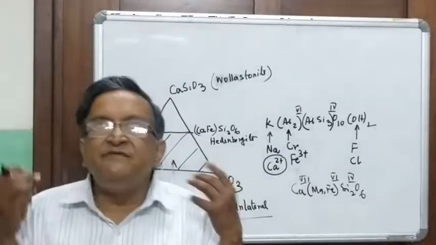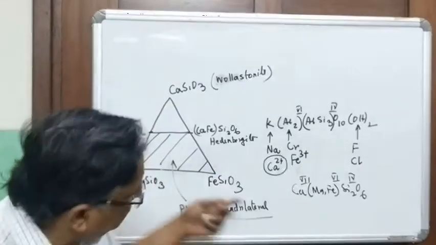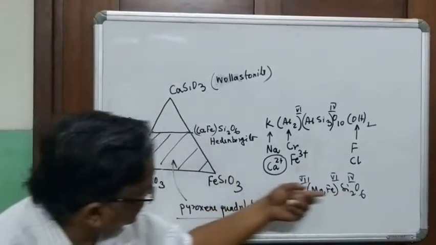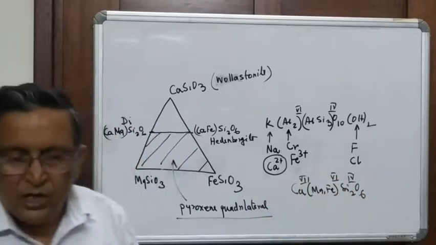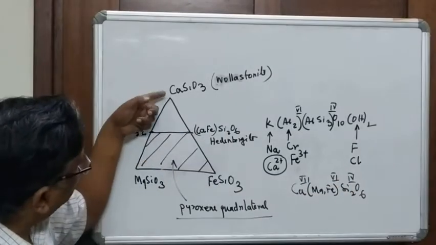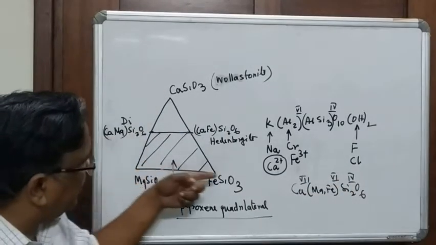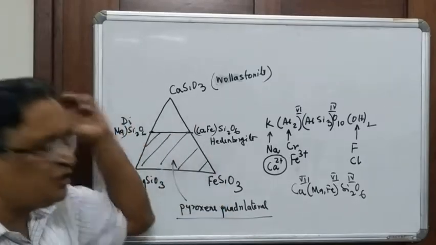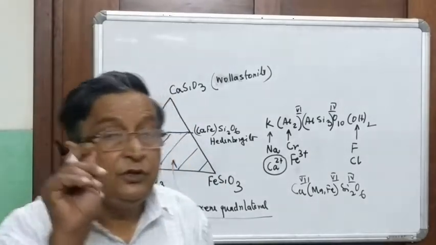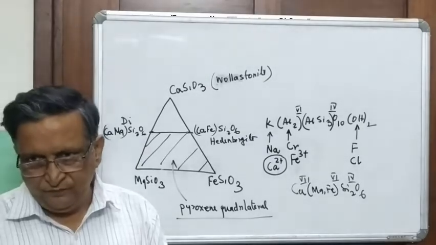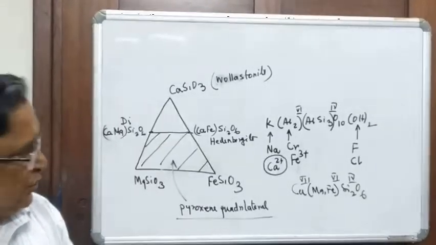So essentially, this pyroxene quadrilateral, which has been presented to you and you're conversant with it, then your pyroxene should lie in this, so that it would fall in CaSiO3, MgSiO3, FeSiO3. These 3 are the components. But normally this is not true.